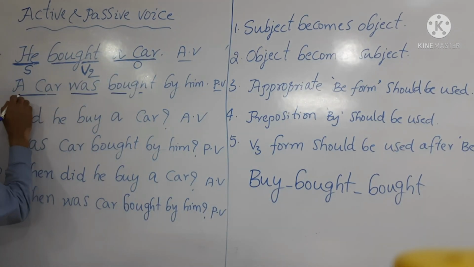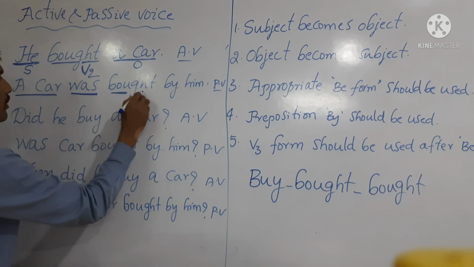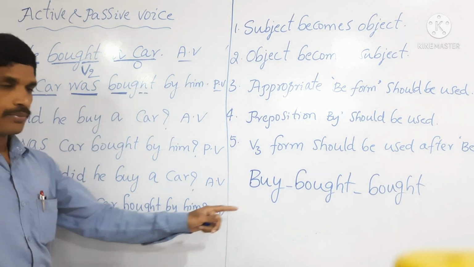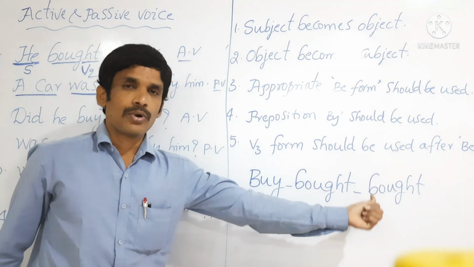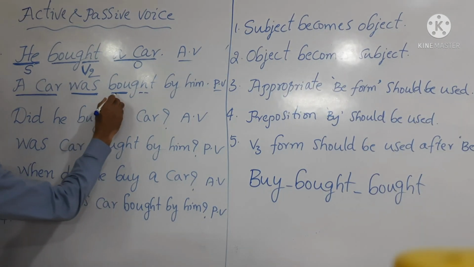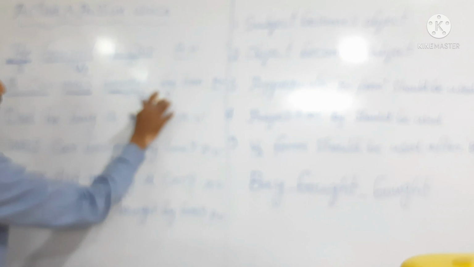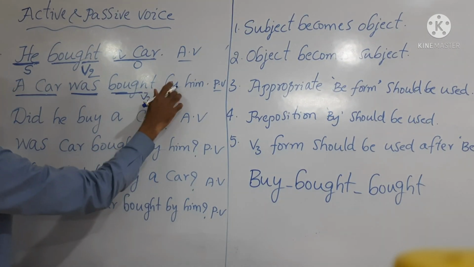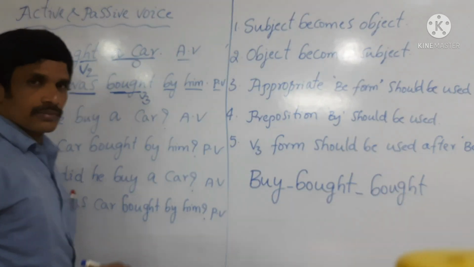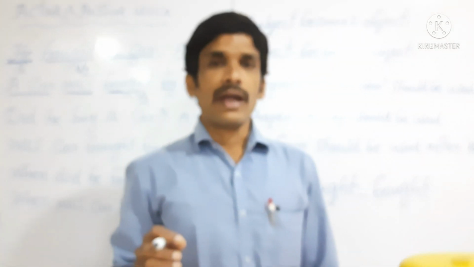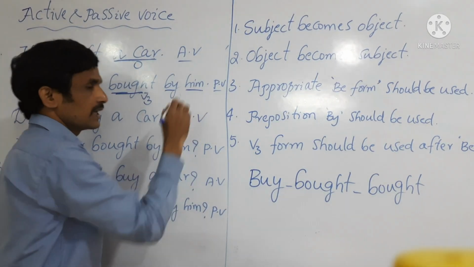So object became subject. After that, appropriate be form we used. After that, the third form of the verb. What is the third form of the verb? Let's see here. Buy, bought, bought. So third form of the verb is bought. And preposition by we have to use. After that, subject becomes object. Subject is he, and in the passive voice it becomes him. Objective case we have to write him.